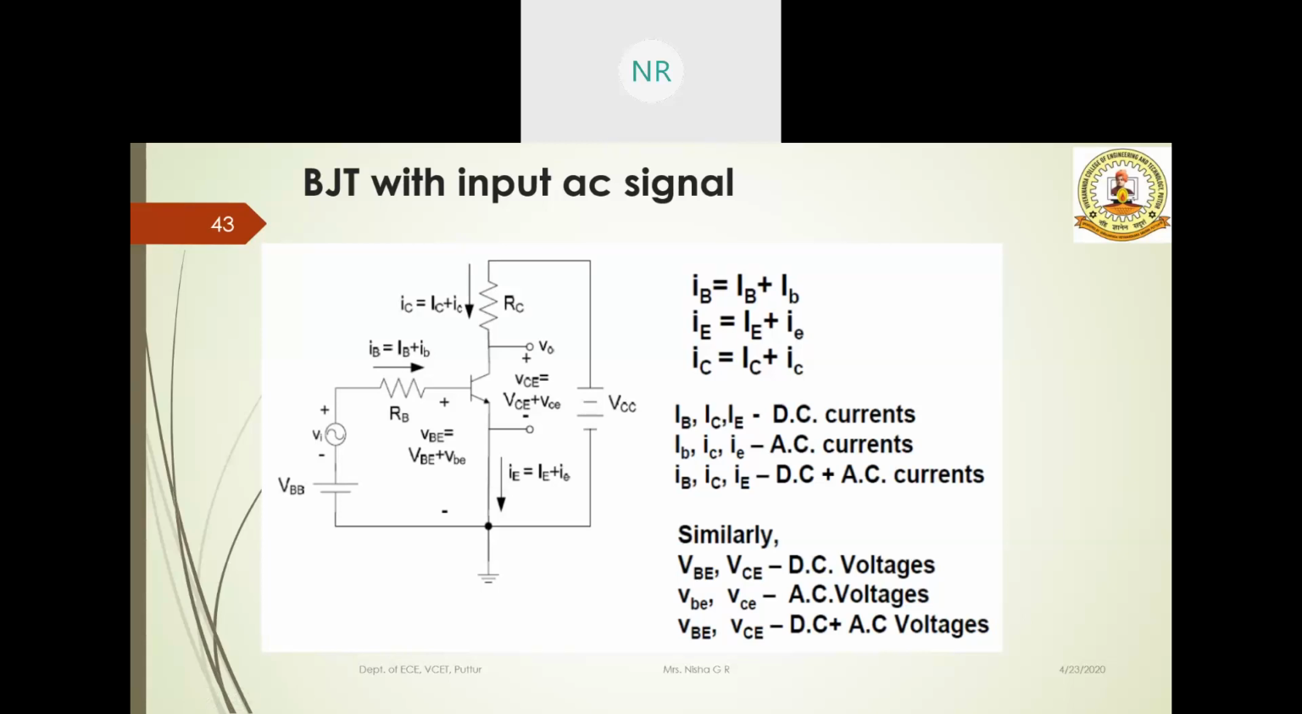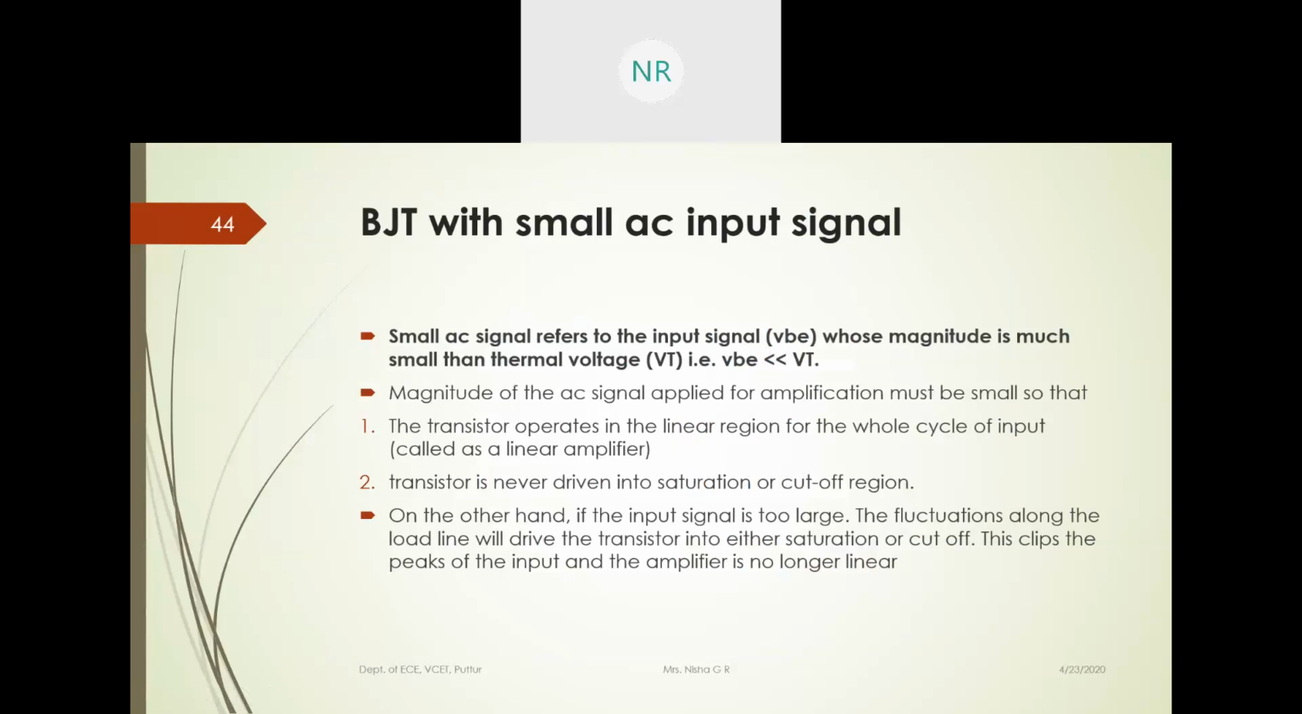Next is the BJT with an AC signal. Along with the AC signal, the DC voltages are also given, for the biasing purpose. Next, what is the small AC signal? We are applying an AC signal. What is this small AC signal? When will it be called a small AC signal?